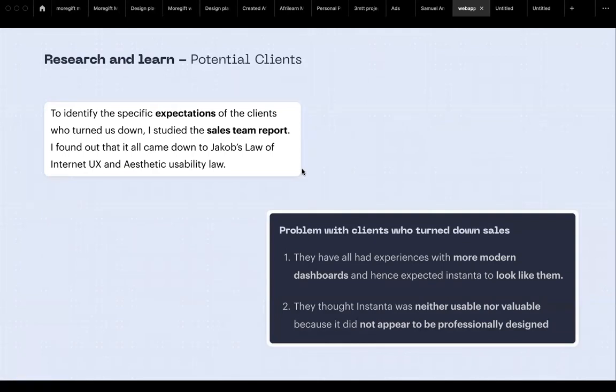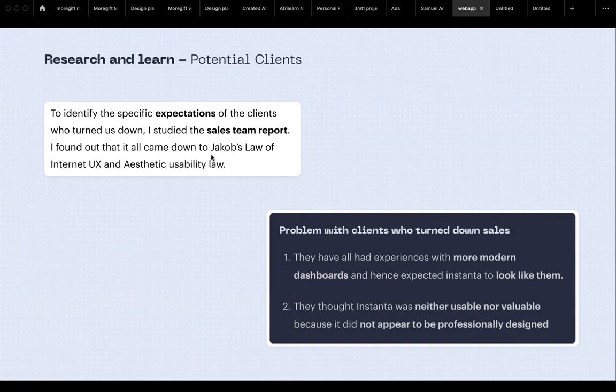Why is it that they didn't want to use the app? So I had to identify the specific expectations of the clients who turned us down. I studied the sales team's reports. The sales team had to have a report when they went there, so that report gave me insight and made me come up with a conclusion. I found that all it came down to was Jacob's law of internet UX and the aesthetic usability law.